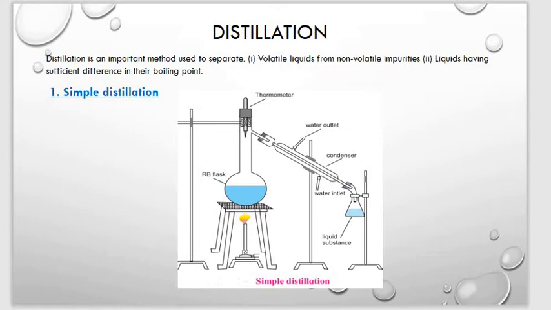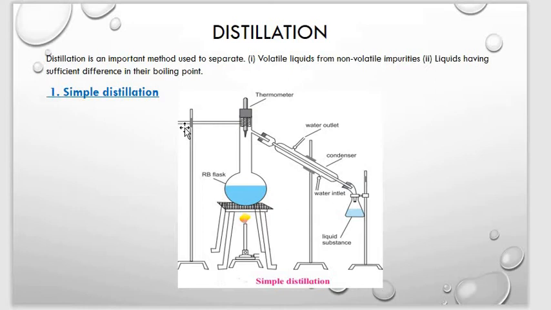Distillation is an important method which is used to separate volatile liquids from non-volatile impurities and liquids having sufficient difference in their boiling points. We use the simple distillation method to purify such liquids which boil without decomposition at atmospheric pressure. In this process, the liquid will first be converted into vapor by boiling, and then the vapor will be condensed back into the liquid by a cooling process, and pure liquid will be collected in the receiver flask.